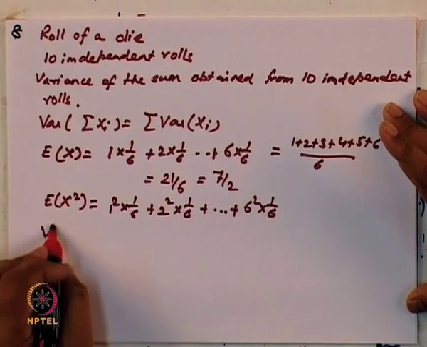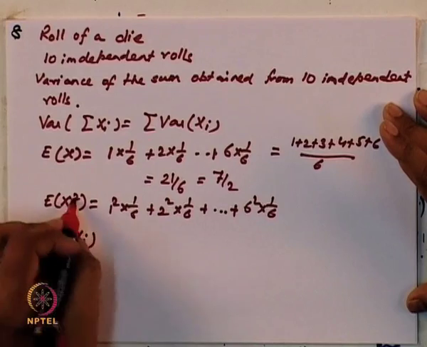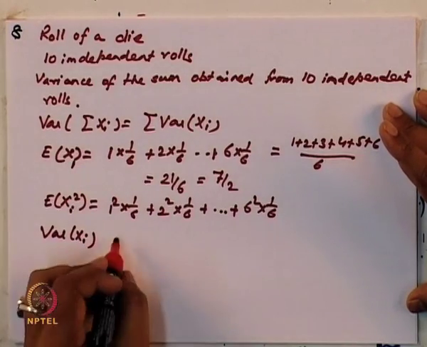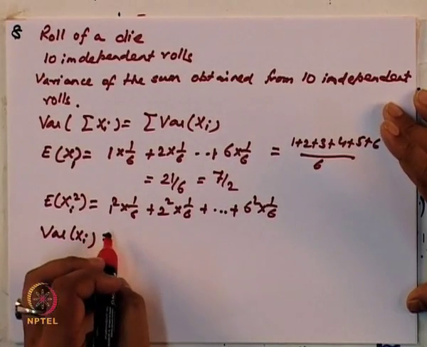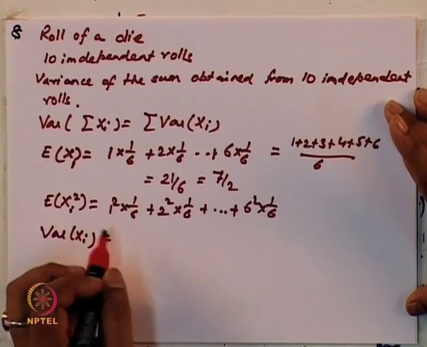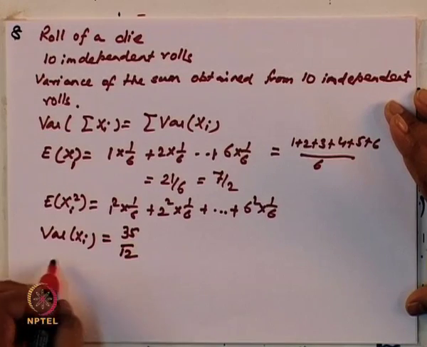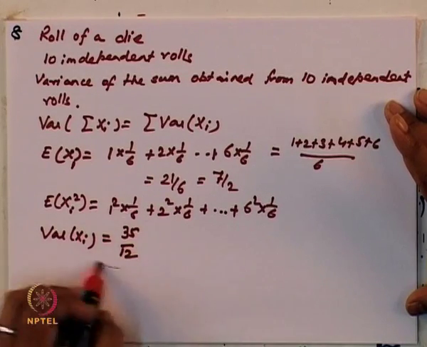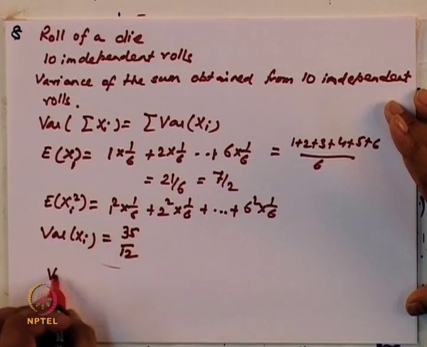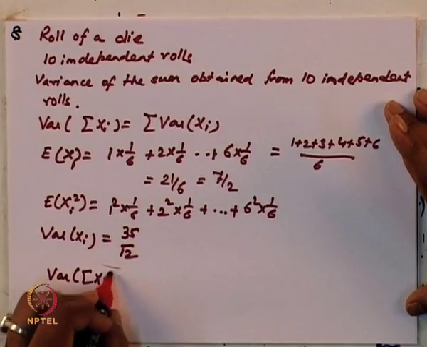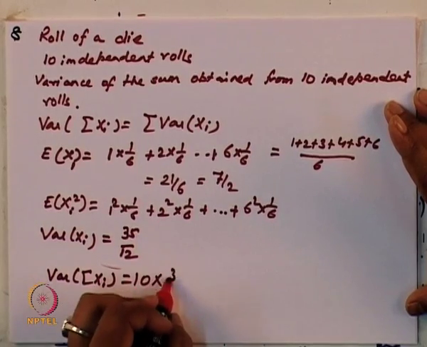So, finally, you will see variance of xi. Variance of xi will come to be, so you can compute this value and see, I think it will come to be around 35 by 12 or something, but just check. So, if this is for a single variable, then I have to multiply. So, variance of summation xi then becomes 10 into 35 by 12.